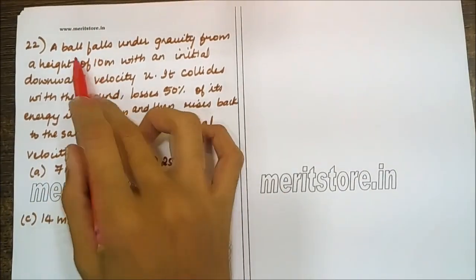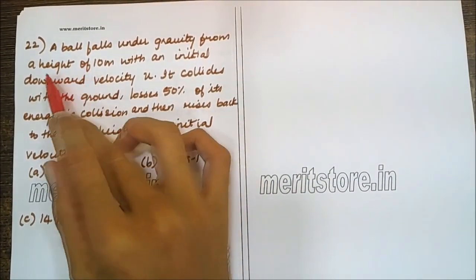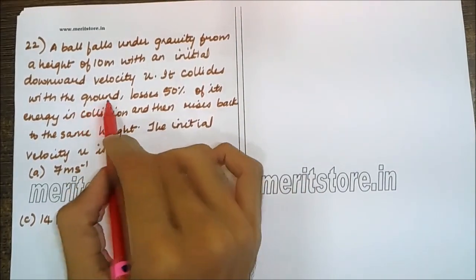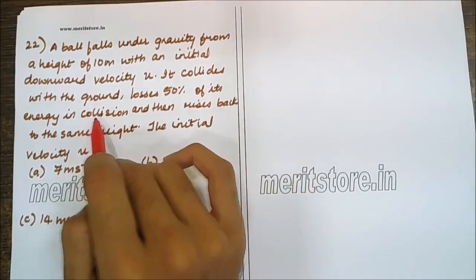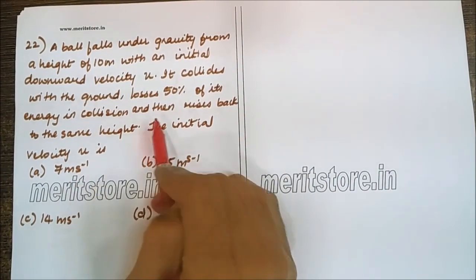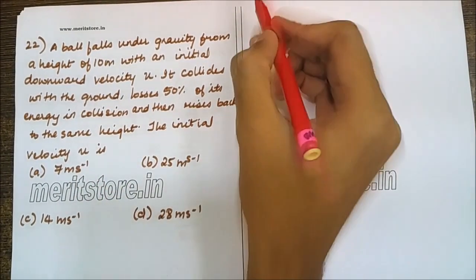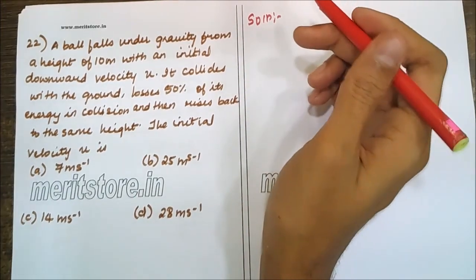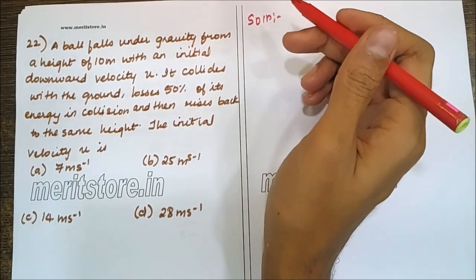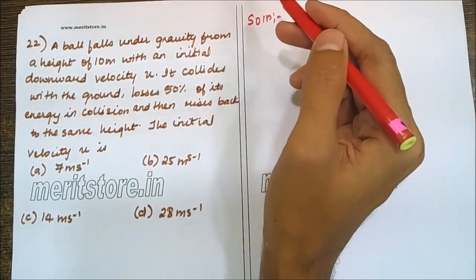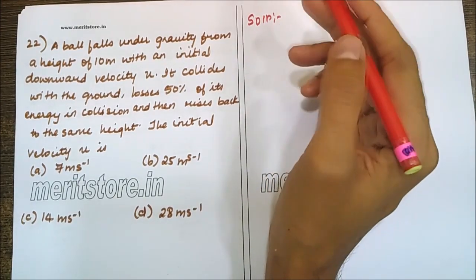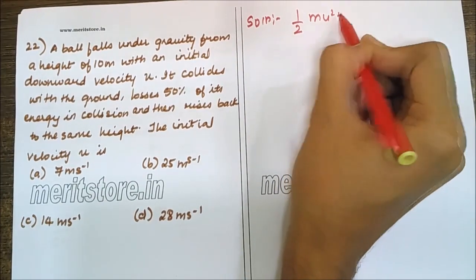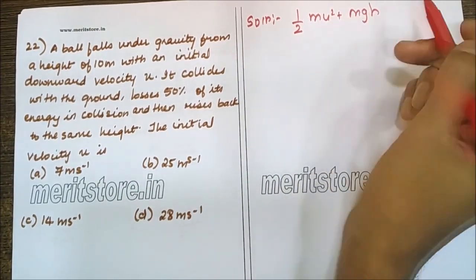A ball falls under gravity from a height of 10 meters with an initial downward velocity u. It collides with the ground, loses 50% of its energy in collision, and then rises back to the same height. The initial velocity u is. Suppose the ball has initial velocity at height h, its total initial energy is given by half mu square plus the original height energy, that is mgh.